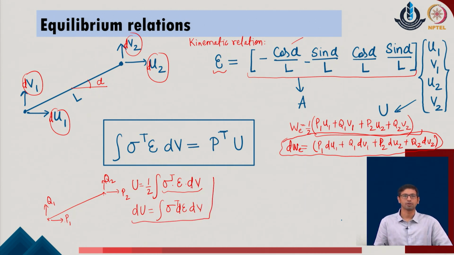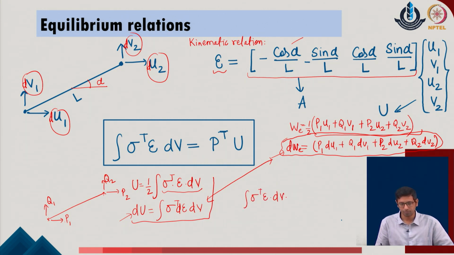So, now we have defined the internal stored energy of the given system and the external work done by the given system, or the changes in the internal stored energy and the external work done. We can now use the equivalence of both of these parts to come up with the relationship between the general internal force relationship and the nodal force components of the given system. With this idea in mind, we come up with the general understanding: sigma transpose epsilon dV equal to P transpose U.